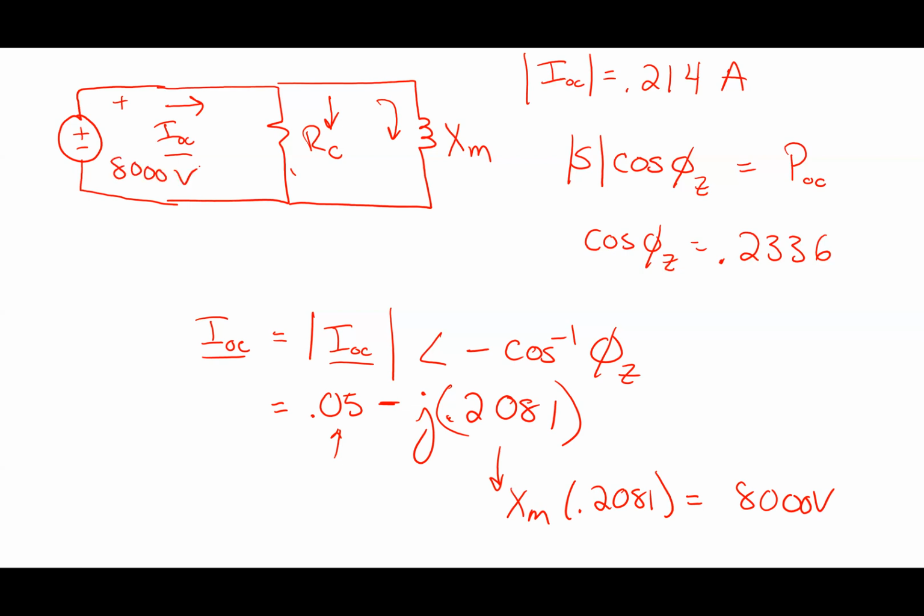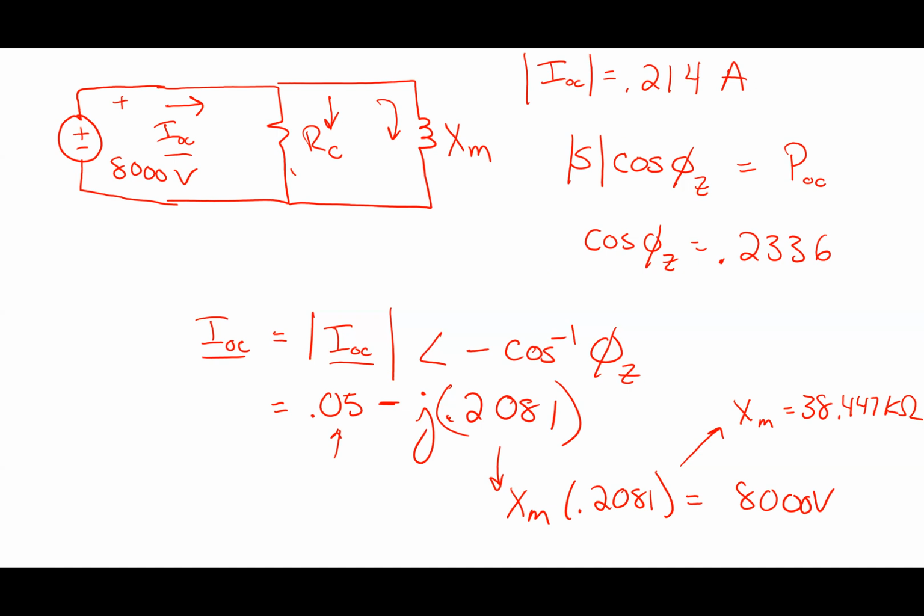Okay. And I end up getting that my XM is equal to 38.447 kilo ohms. All right. Pretty big, right? That's a big number. That's not necessarily a big number if you're thinking about things from the electronics perspective, but that's a big number if I'm talking about the power world. And that's a very small current.